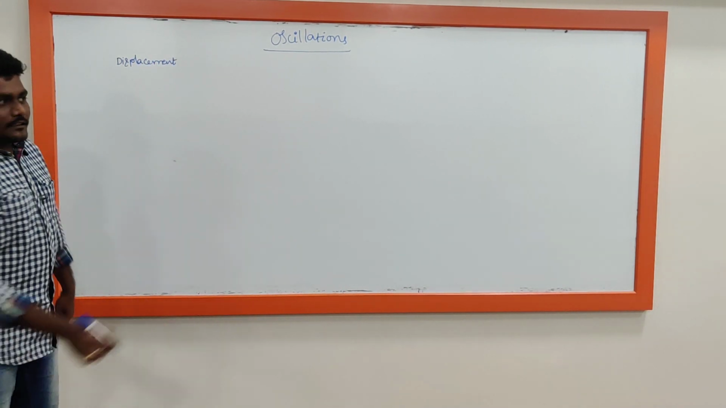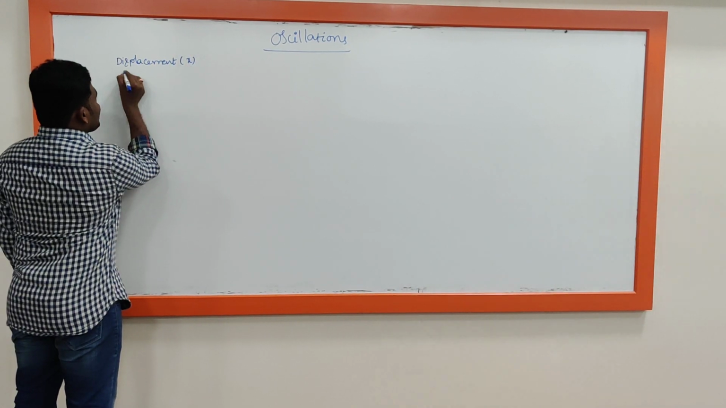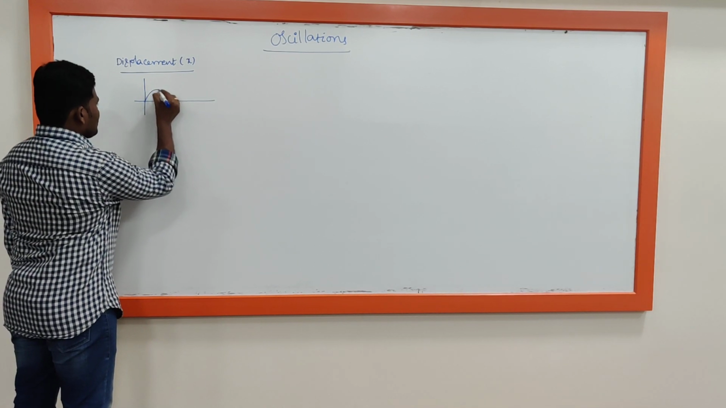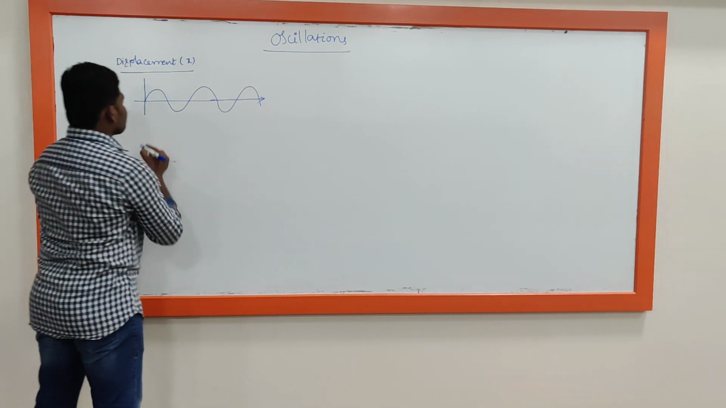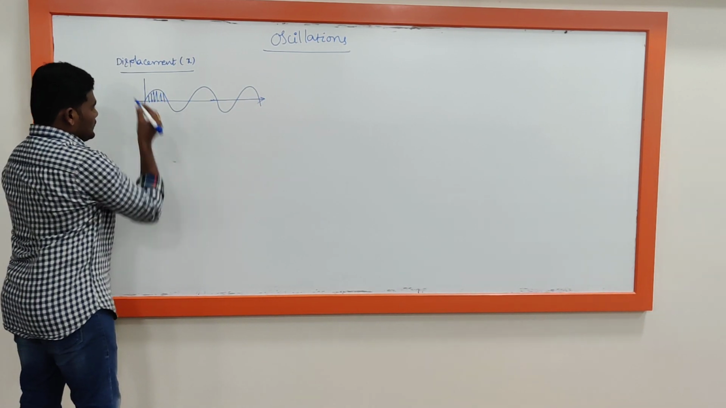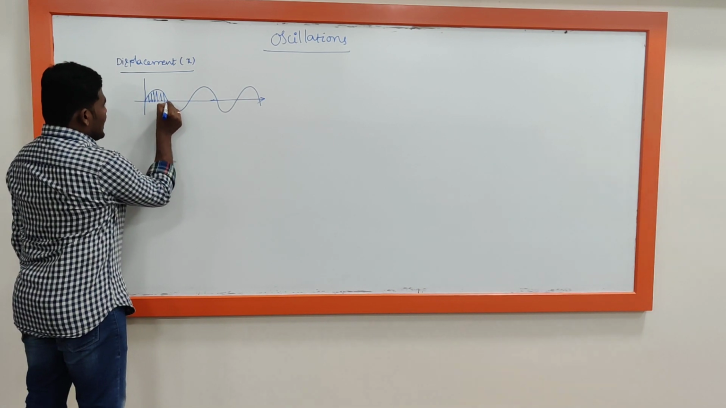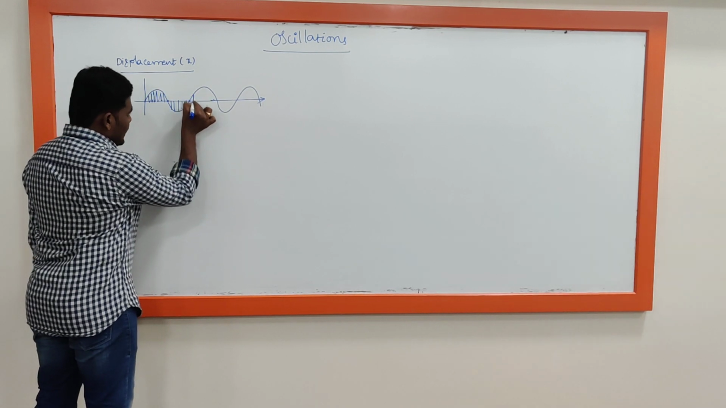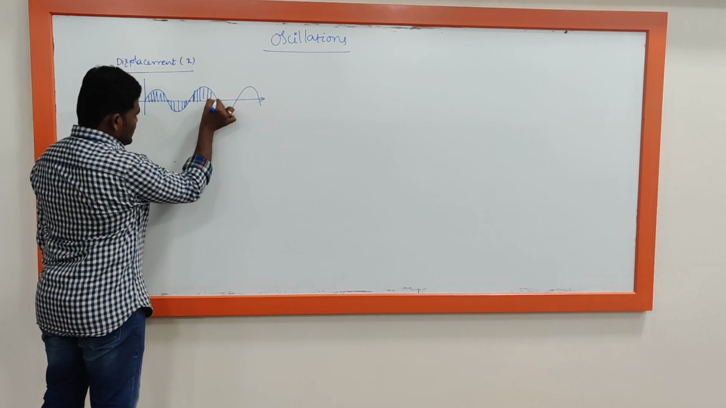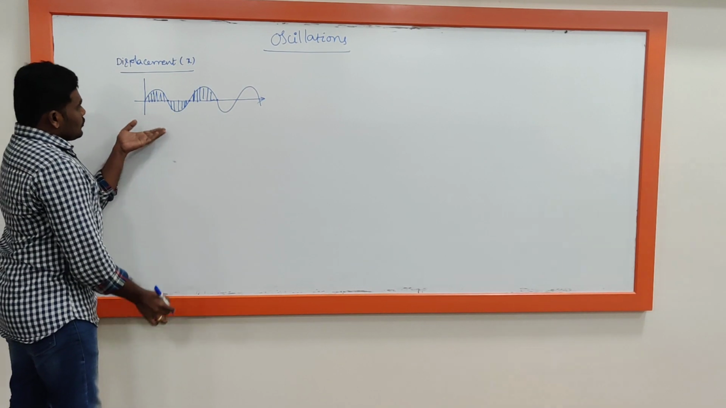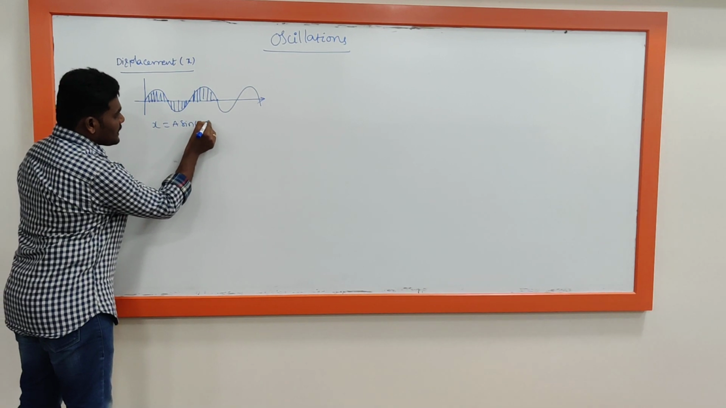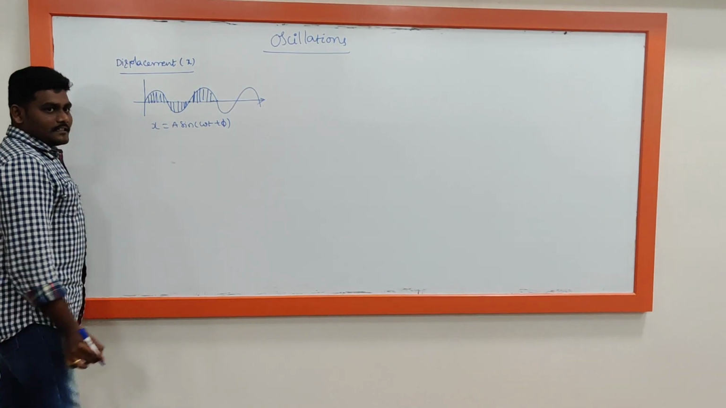Displacement may be x or y. So I am taking the x. If a wave is traveling, here this is increasing, and again comes to 0, and again decreasing, again comes to 0, and again increasing, and again decreasing to 0. So here we can consider this a sine function, x equal to a sine of omega t plus phi.